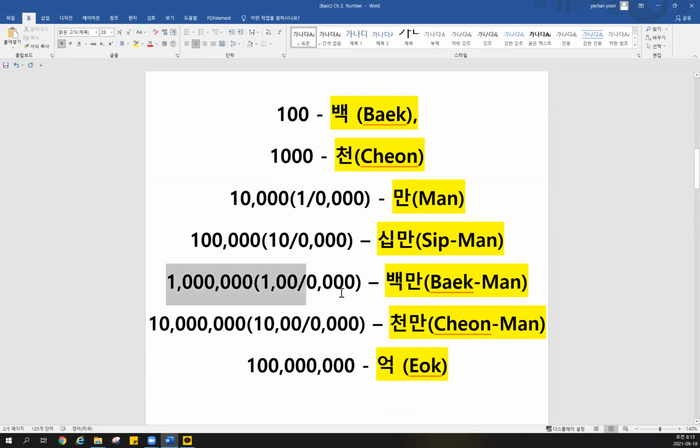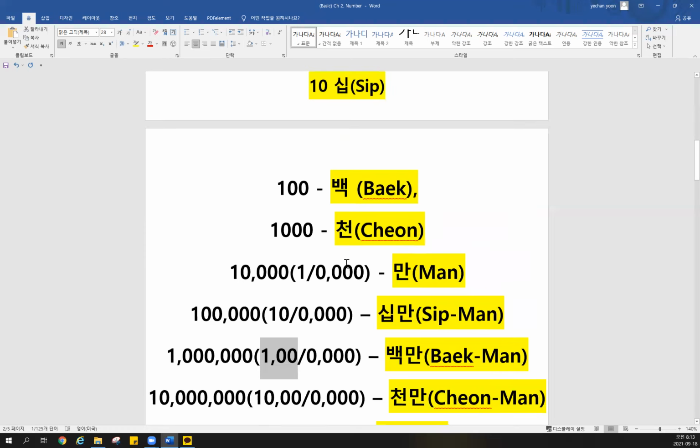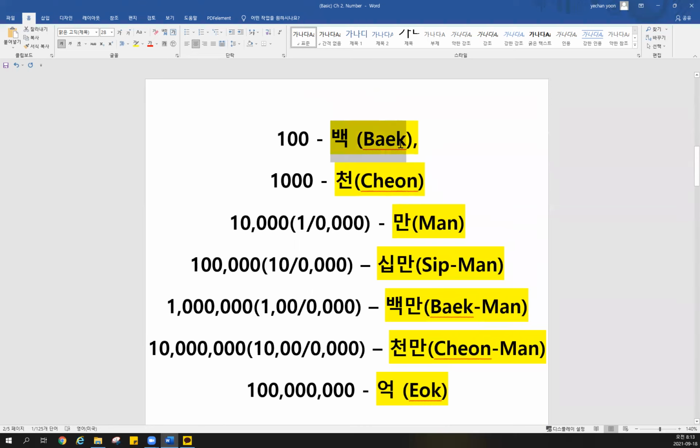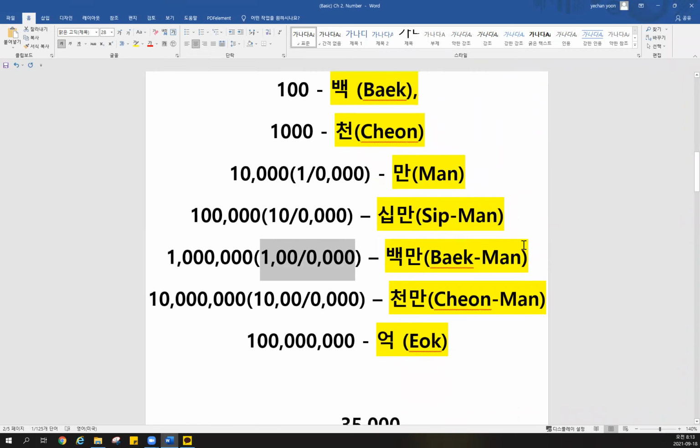How about 1 million? How you can say 1 million can also be cut after the four zeros, and this can be pronounced as 만. And what is this? 100. Here we go. How you can say 100? 백. And so you have to add the 만 as well, right? And how you can say 백만, 백만. All right, not that difficult.